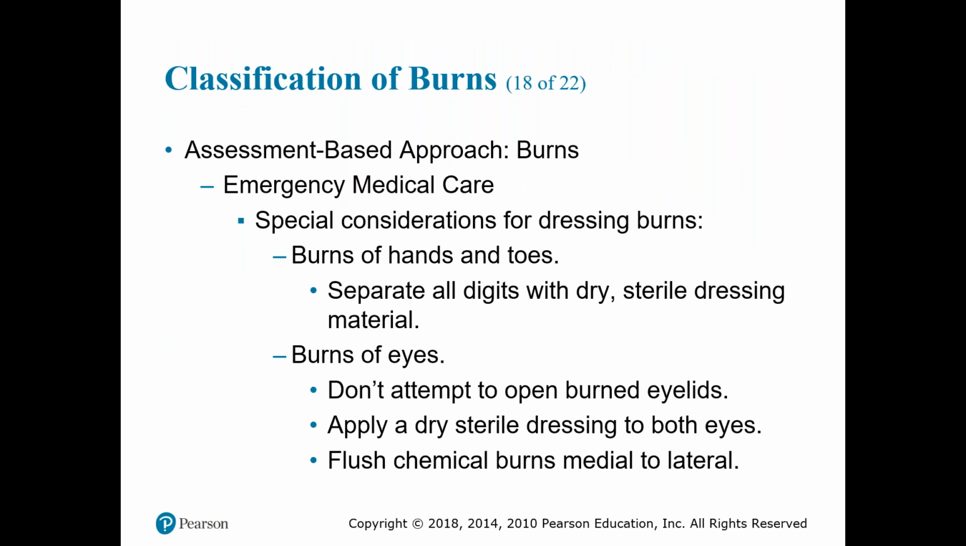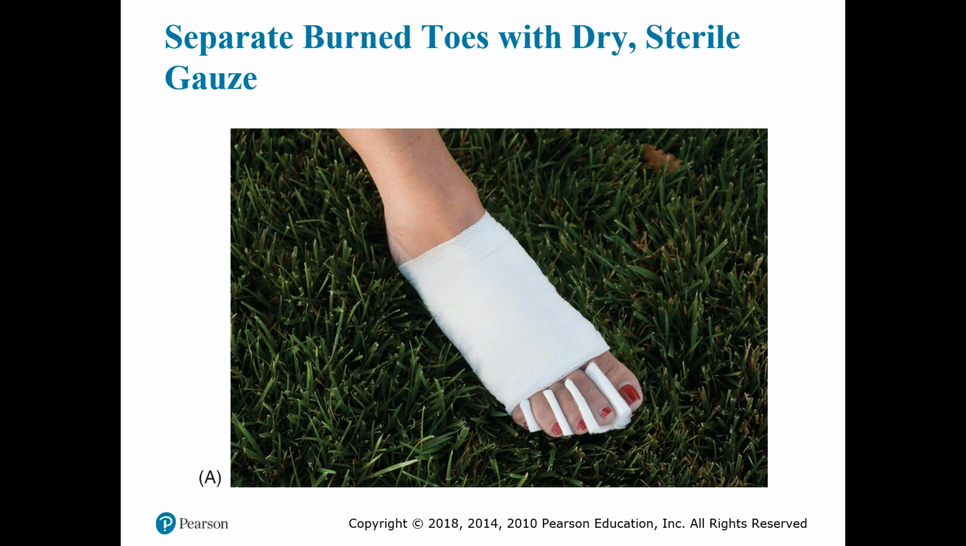Other types of emergency care: when we have an individual who has burns to their hand, make sure that you separate the digits with dry, sterile dressing so that skin deterioration does not stick to each other. Very important so that we can save that extremity, hopefully. Burns of the eyes: don't attempt to open burned eyelids if they are cinched shut. Apply sterile dressing to both eyes and then flush any type of chemical burns. Make sure that you're doing this so that if one eye is affected and the other one is not, that runoff is not getting into the non-affected area.